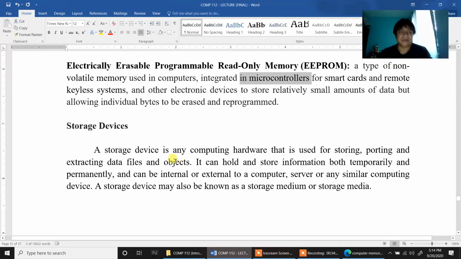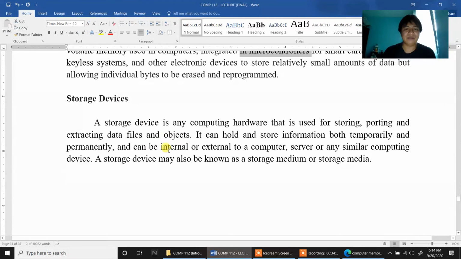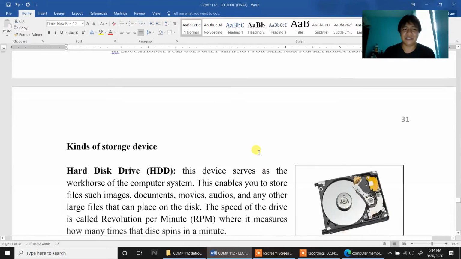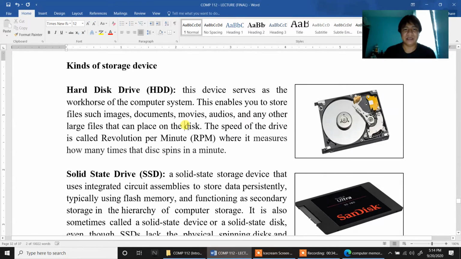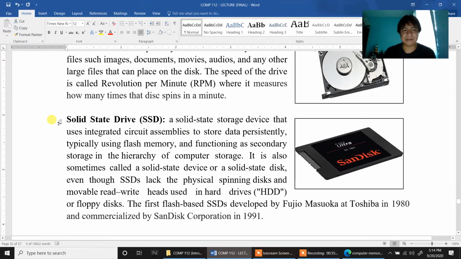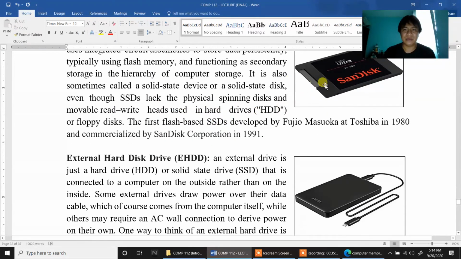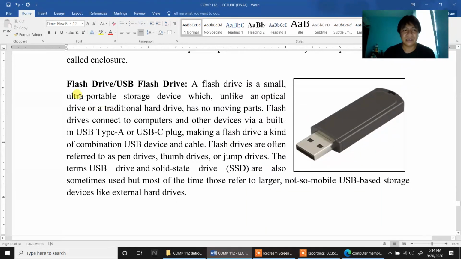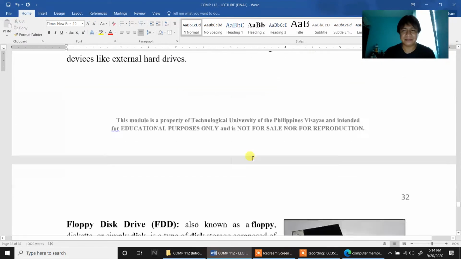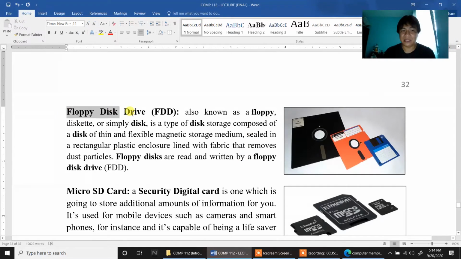Okay? Now, we have storage devices. You already know the definitions, so you can read them anyway. Here are the kinds of storage devices, and I'll go through them fast. The hard disk drive, the solid state drive. As I mentioned, we now have M.2, an enclosure, and an external hard drive. We also have flash drives, and the floppy disk, although it is already obsolete.